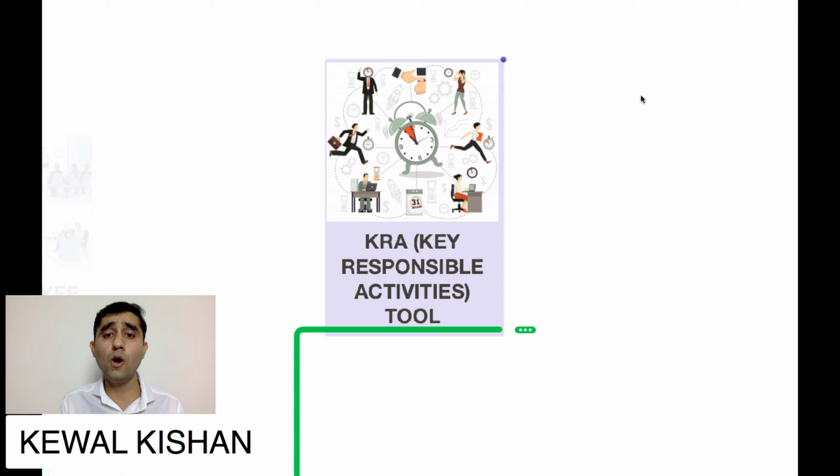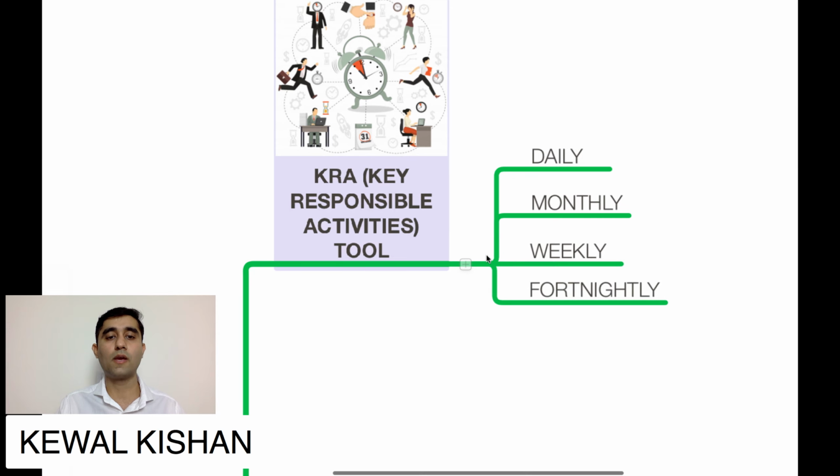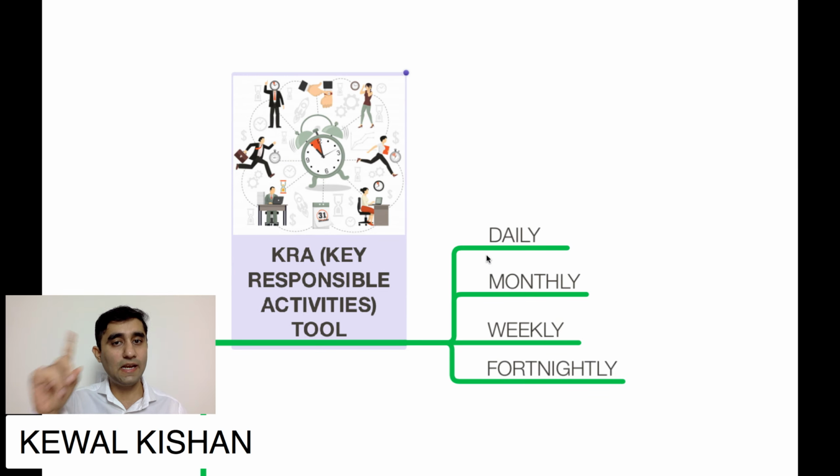So what are the key responsible activities? KRAs are basically the job role, the activities which your teammate needs to do, and they can be divided into 4 parts. It can be daily work, any weekly work, maybe some work on Tuesday, some work on Saturday. Maybe for the manager, the Monday work is to create a target for the entire week, or to have a team meeting. On Saturday, his work is to submit the progress report to the director.